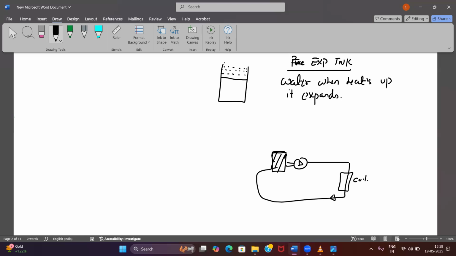So what is there in an expansion tank? There is a vent. Water can come back, freely fall into your tank, and if it expands, the level will increase. That's it. Finished. The expansion is taken care of here. Read the name, expansion tank. The main purpose is to take the expansion of the water.